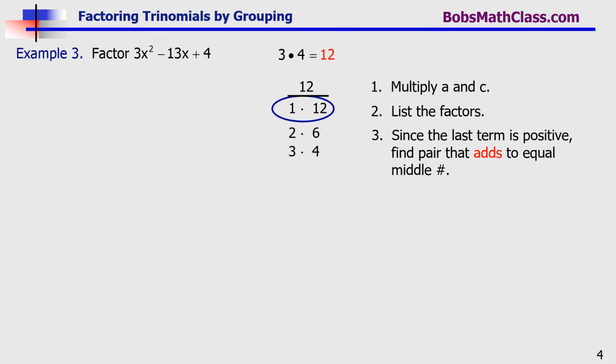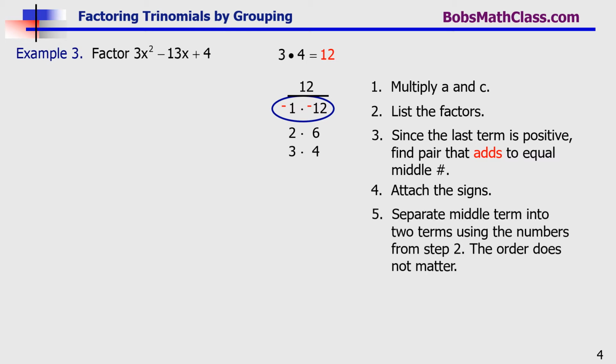Now we want to attach the signs so that it equals negative 13. What will the signs be? That's right, negative 1 and negative 12. Now we could separate our middle term into two terms using the negative 1 and negative 12. Don't forget to attach the variable. The order doesn't matter. If you have the 12x first, that's fine. It'll look a little different, but the end result will be the same.